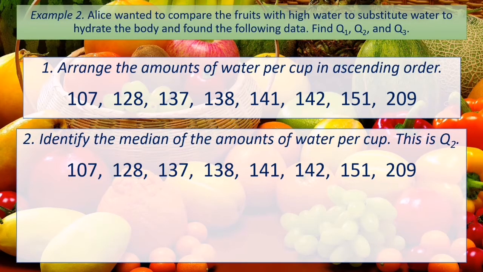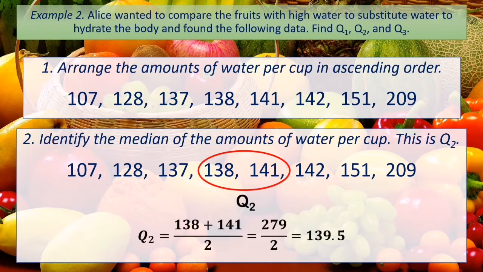Next is to identify the median of the amounts of water per cup. This value will be referring to our second quartile. Now, the median of this ordered set are the values 138 and 141. Remember, if you have two values as the median, we are going to find the mean of these two values. By doing this, we will add 138 and 141. Then we will divide the answer by 2.